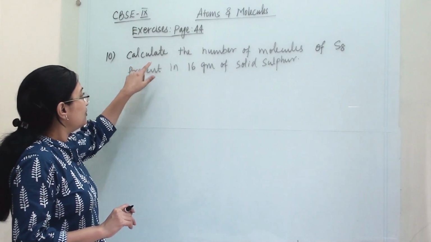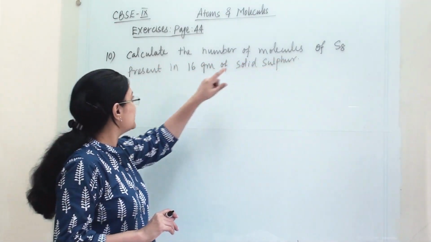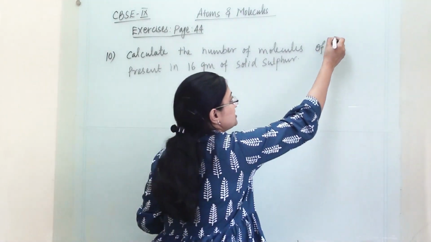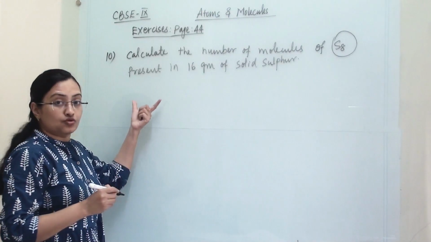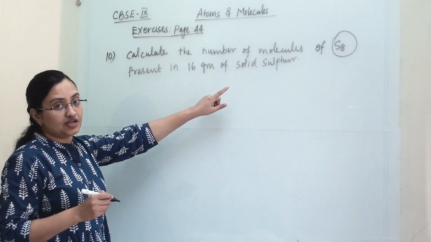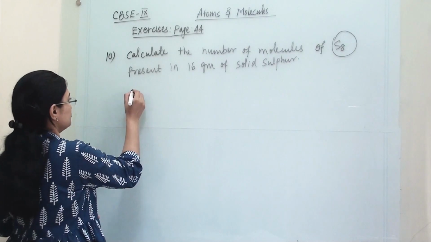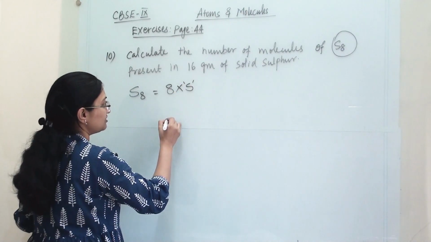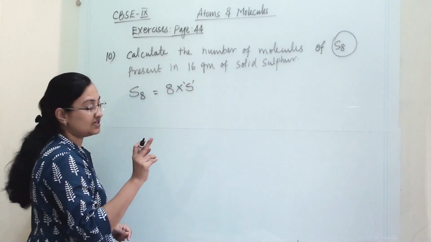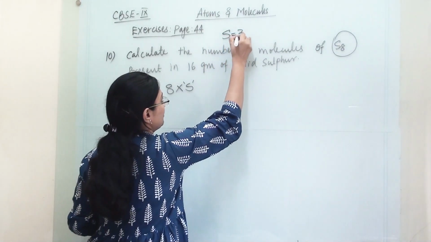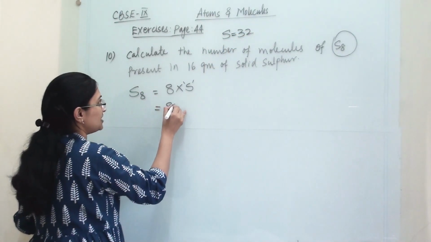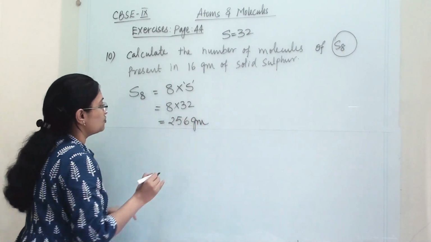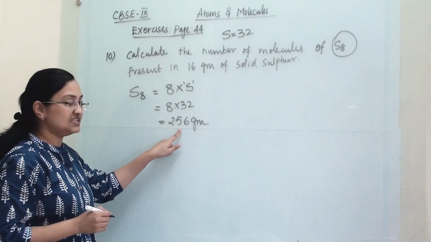10th question. Calculate the number of molecules of S8 present in 16 gram of solid sulfur. Here, first, S8. We have to find the molecular weight of the sulfur molecule. S8 means 8 into sulfur. One sulfur's atomic weight is 32. So it is going to be 8 into 32 equals 256 gram. So one mole of sulfur molecule weighs this many gram.